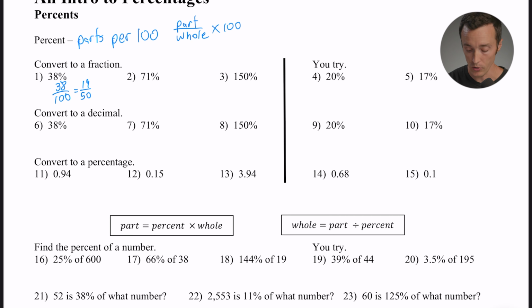So for example, number 2, 71%. Well, that's 71 parts out of 100. So 71 over 100, and that does not reduce. So we're finished. How about number 3? We could do 150%. So that's 150 out of 100. And that will simplify. Both the numerator and denominator are divisible by 50. So that would simplify to 3 halves. Or if you feel like it, you could rewrite it as 1 1/2. Okay, so pretty simple. If they ask you to convert it to a fraction, just put it over 100 and check to see if it simplifies. I would go ahead and pause the video and you try numbers 4 and 5.